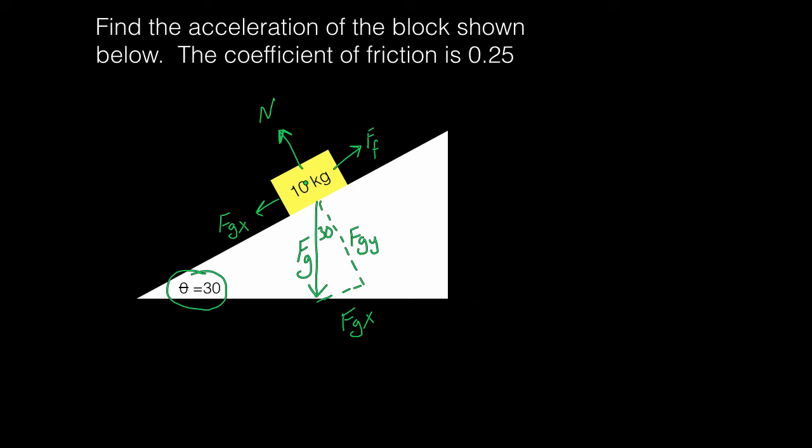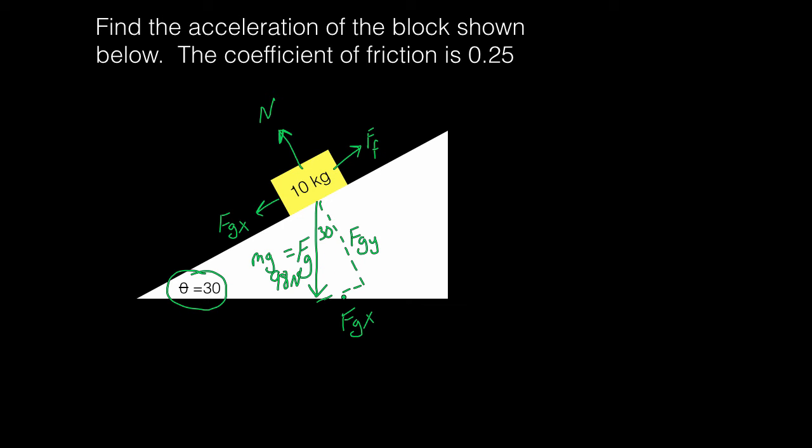So the force of gravity is always equal to mass times g. And g is the acceleration due to gravity, which is 9.8. So 10 times 9.8 will give us 98 newtons. So the force of gravity is equal to 98 newtons.